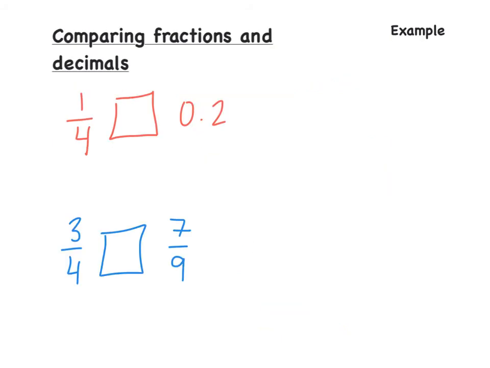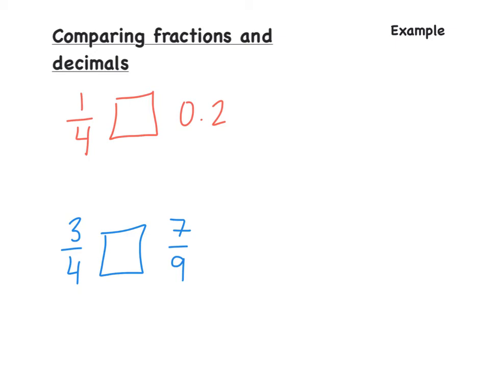All right, so we're going to be comparing both fractions and decimals. So let's look at our first one. We have 1/4 and we have 2/10. If we have a fraction and we have a decimal, it's hard to compare. So what we could do is we know how to put 1/4 into a decimal, and it's easier to compare a decimal to a decimal. So let's try to put 1/4 into a decimal.